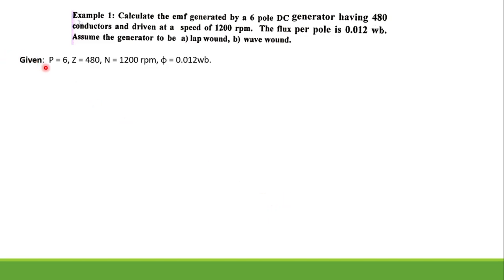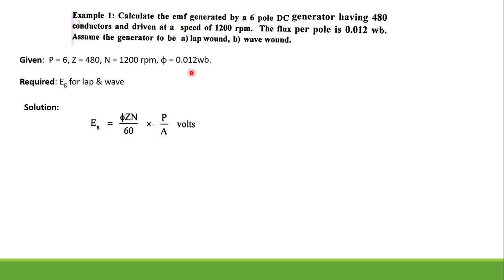Here the number of poles P is equal to 6. Number of armature conductors Z is 480. Speed N is 1200 rpm. Flux phi is 0.012 Weber. Required data is generated EMF for lap and wave wound.